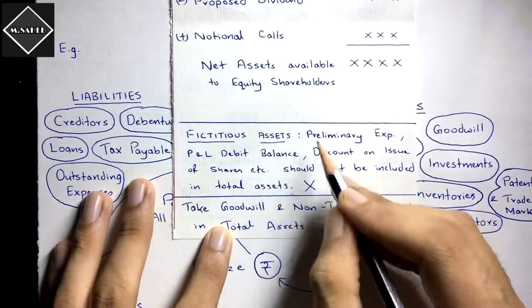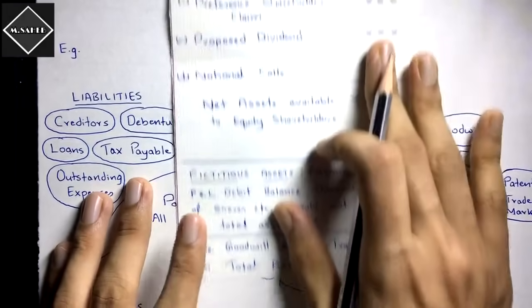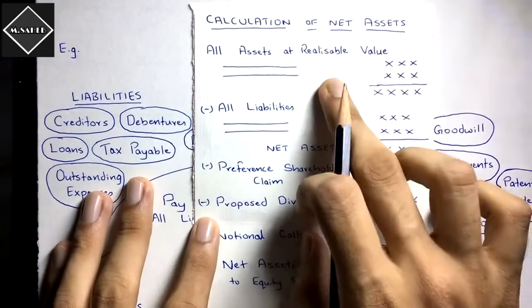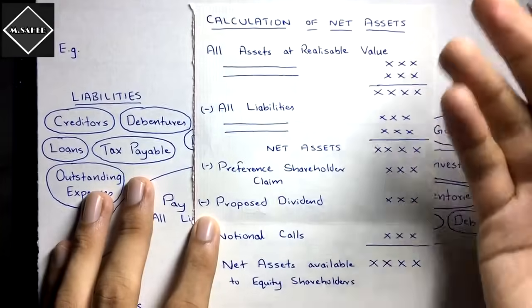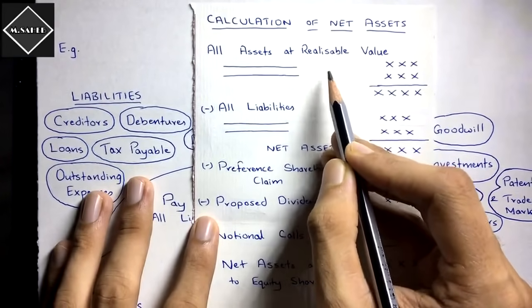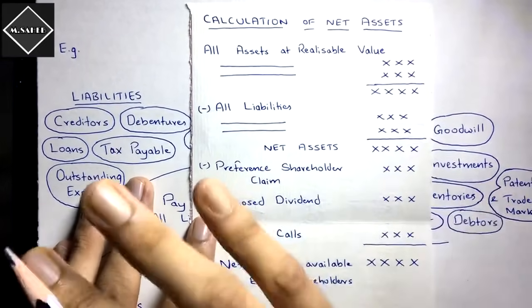If it is given in the question, you just have to ignore it. It should not be included in total assets. You don't have to take it over here. Fine. Fictitious assets are ignored. They do not have any real value that can be realized. So that is why it is ignored. Only fictitious assets are not taken. Rest everything is taken: goodwill, non-trading investments, everything.